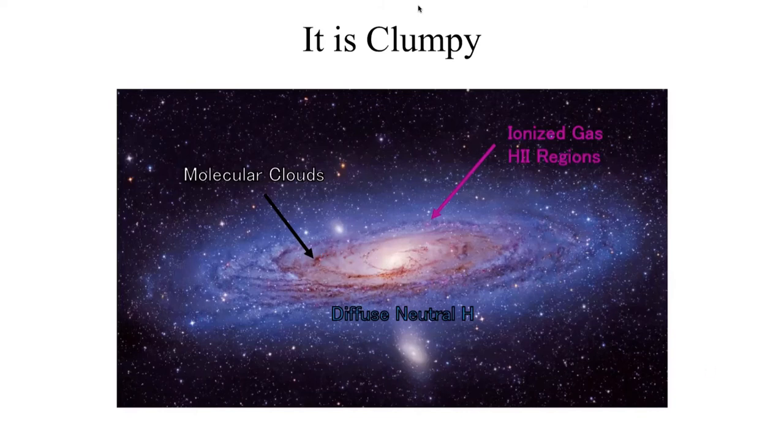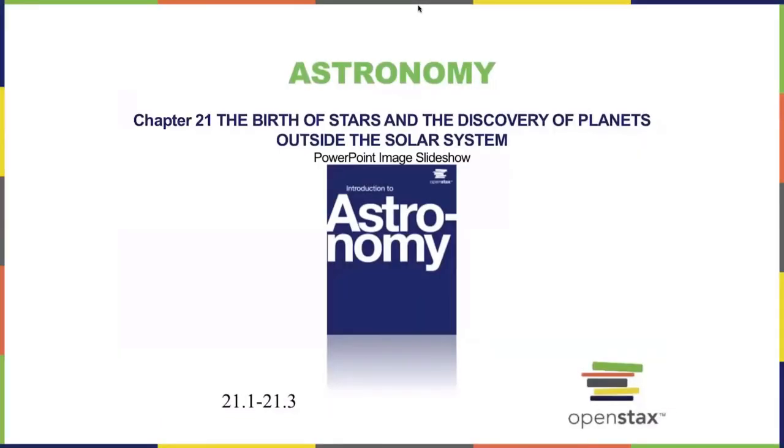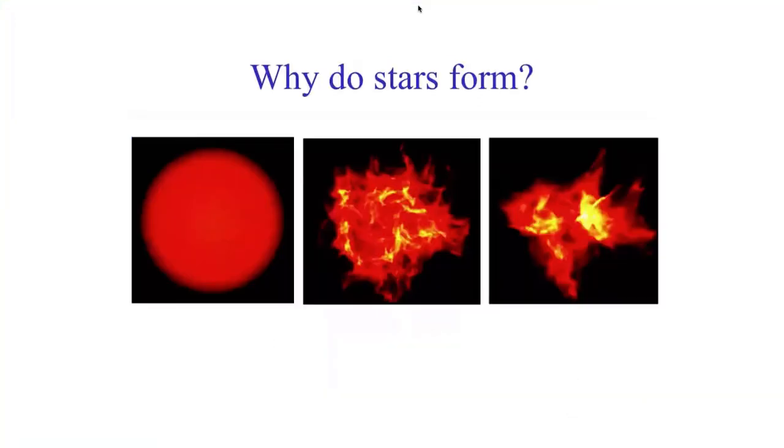Okay, that's pretty much all I want to say about the interstellar medium. We'll touch on some other things in the interstellar medium as we go, but I want to move right on to the more interesting part of the interstellar medium, which is where those stars are actually happening and how we actually can form stars in the universe. And that's the subject of chapter 21. Okay, so let's get to it. How and why do stars form?